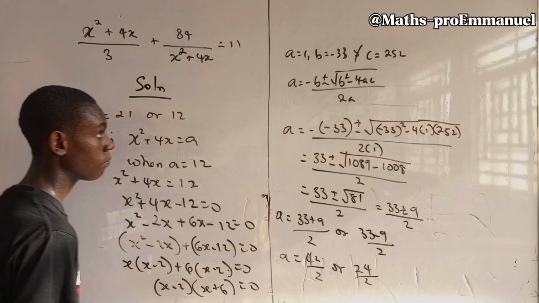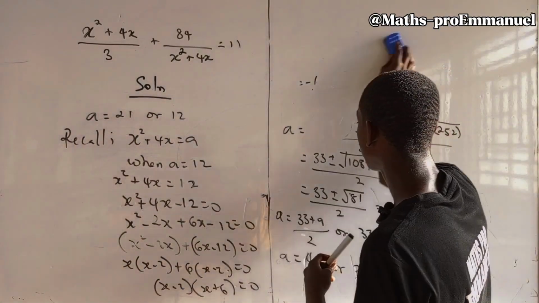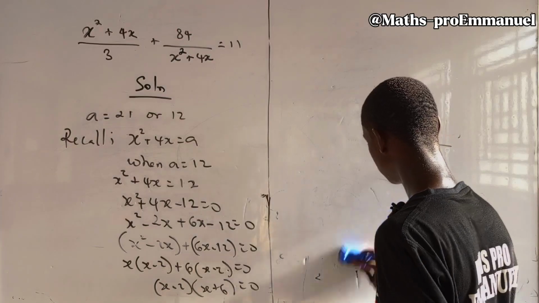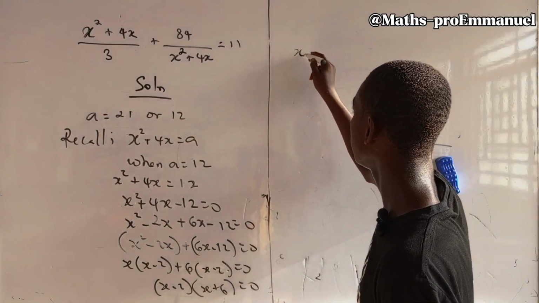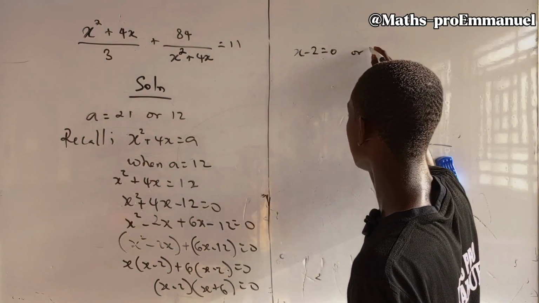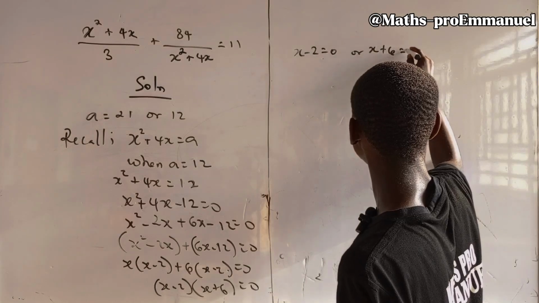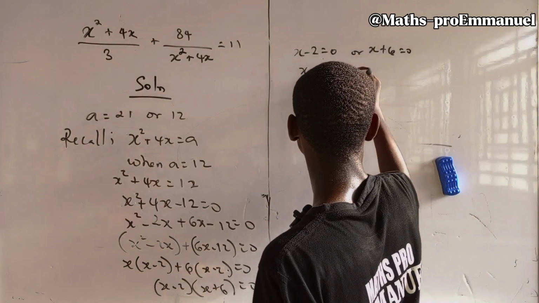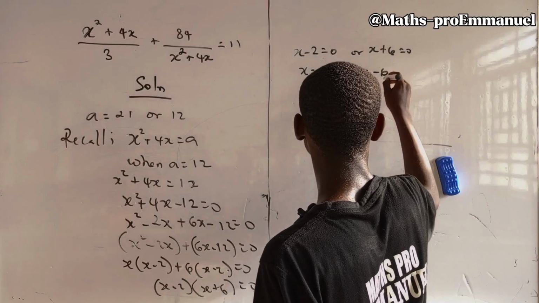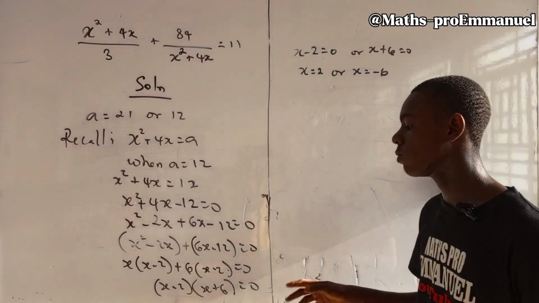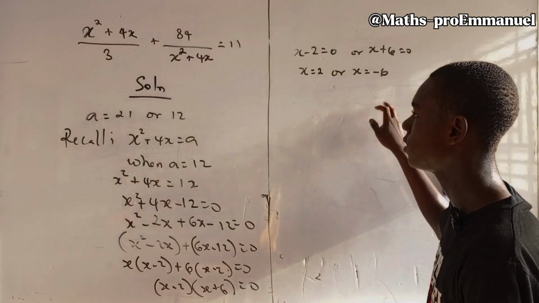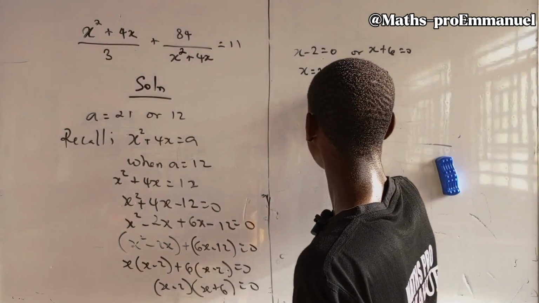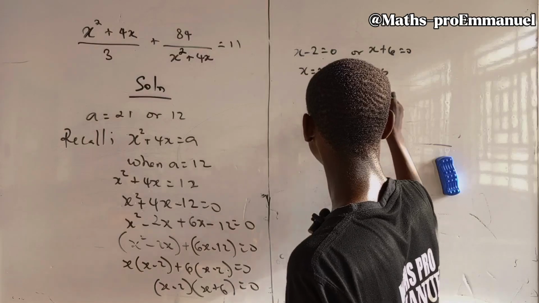So after this now, I'm going to equate the two brackets to 0 to get the values of x. So equate the first one, x minus 2 equal to 0, or x plus 6 equal to 0. So x will be equal to 2, or x will be equal to minus 6. So I'm getting the first one, x is equal to 2 or minus 6. Second one, when a is 21.